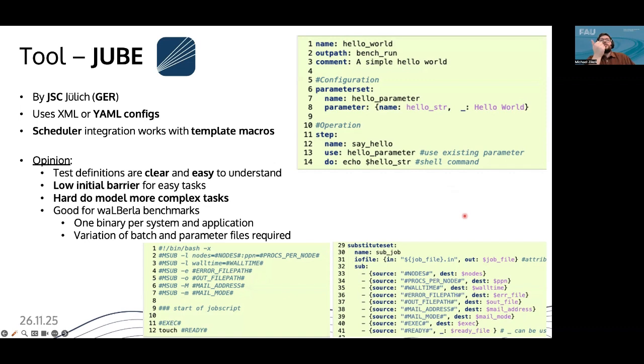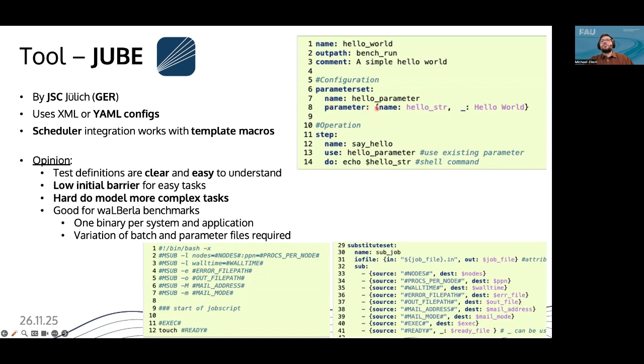You either define XML or YAML configs. I just show YAML. I hate XML. And here you have a very basic Hello World example. So you can see here the YAML definitions. You have these do statements where you then would, instead of echo, run your software. You can also build the software in an own stage.